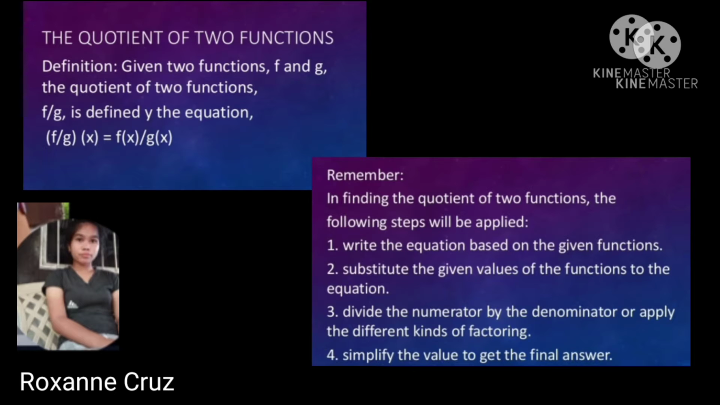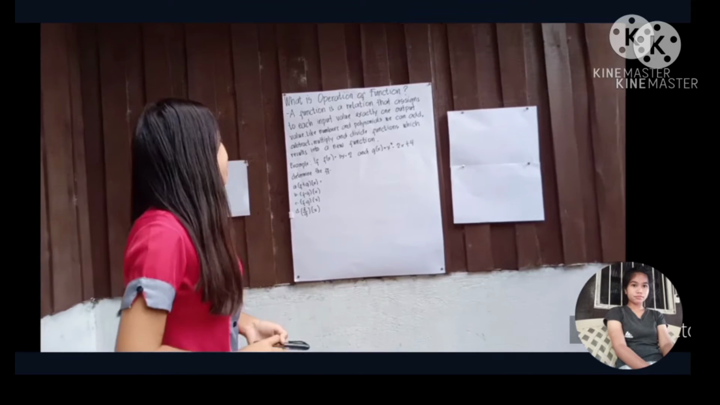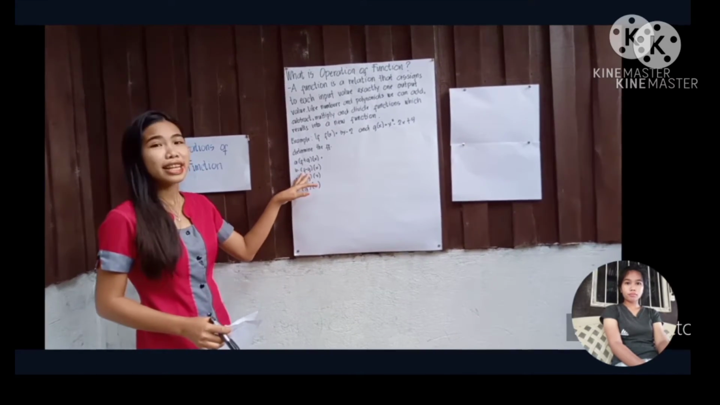Remember, in finding the quotient of two functions, the following steps will be applied. Write the equation based on the given functions, substitute the given values of the functions to the equation, divide the numerator by the denominator or apply the different kinds of factoring, and simplify the value to get the final answer. So for better understanding about the operations of functions, I will give you an example.